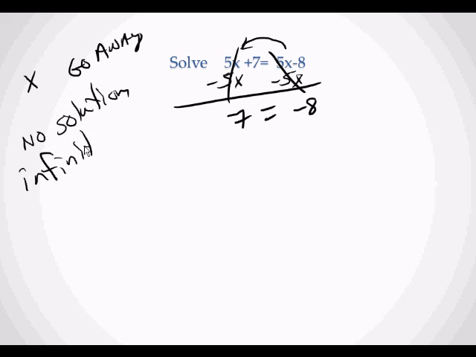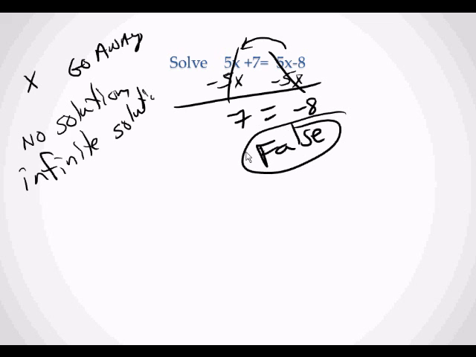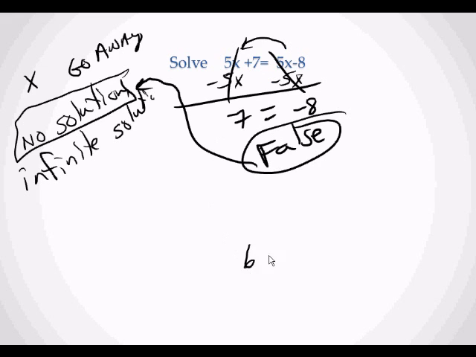there are two possible answers. One is no solution. The other one is an infinite number of solutions. Do you see how 7 equals negative 8? This is a false statement. False statement means no solution. If your x's disappear and you have a false statement, then you put no solution. So for this problem, because the x's cancel and 7 does not equal negative 8, we write no solution.